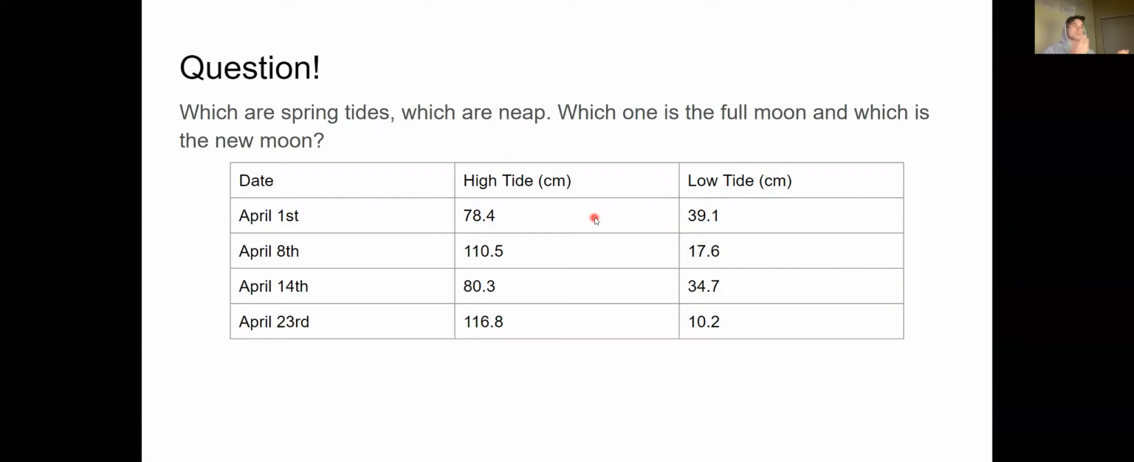So which are the spring and neap tides? Remember, the spring tides are the ones with the biggest difference. So this one's very high, and this one's very low. This one's very high, and this one's very low. So these two, April 8th and April 23rd, are spring tides, all right?